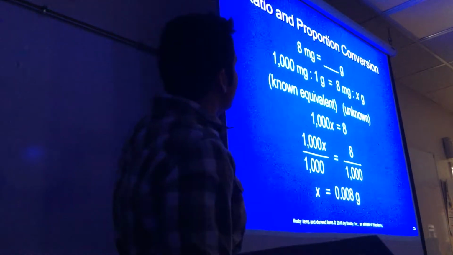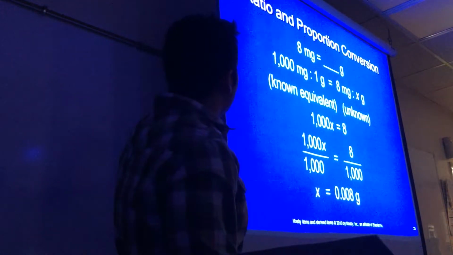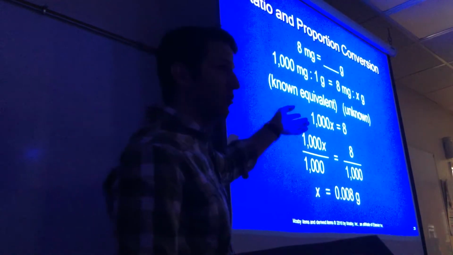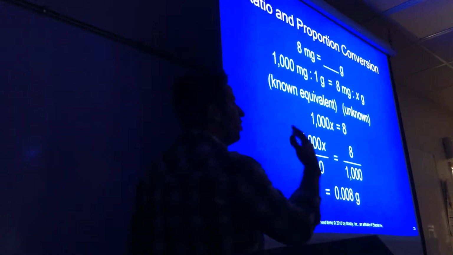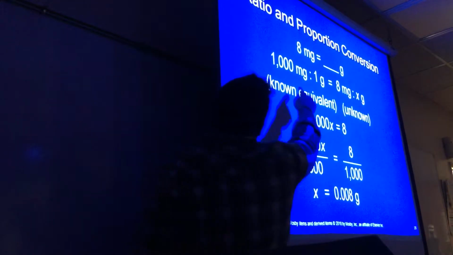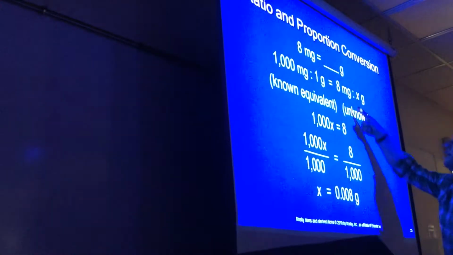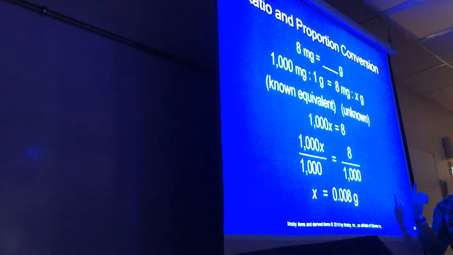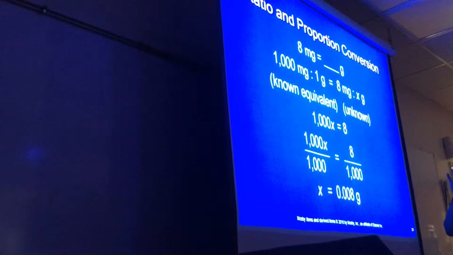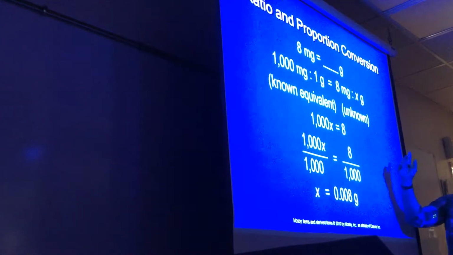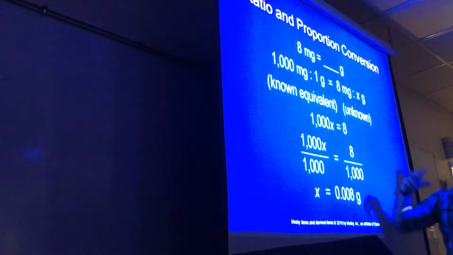But doing the means and extremes of the ratio and proportion, 1,000 milligrams to 1 gram is equal to 8 milligrams to X grams, right? We have to make sure that we put our known first, 1,000 milligrams per gram. If you notice here, what do we have? Milligrams and grams, both, right? So we have to make sure that we have those arranged in the same way. When we do that math, the means and extremes, we come up with 1,000x is equal to 8.